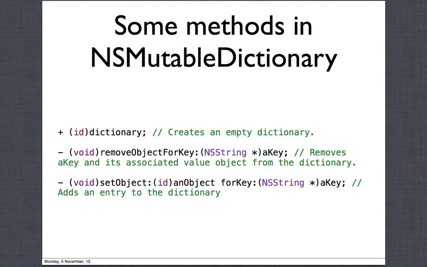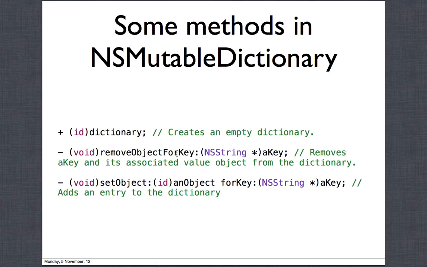There are some methods in NSMutableDictionary. The first one is the class method. You can see the plus here. We don't often see it, but sometimes we do, and we're going to see more class methods in this lecture. This is called dictionary, and it's quite obvious: it creates an empty dictionary.